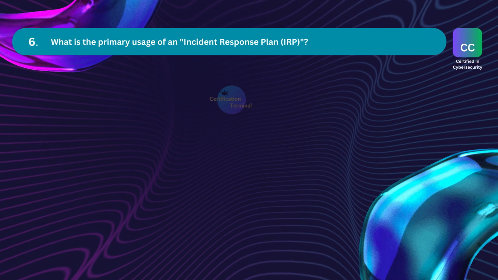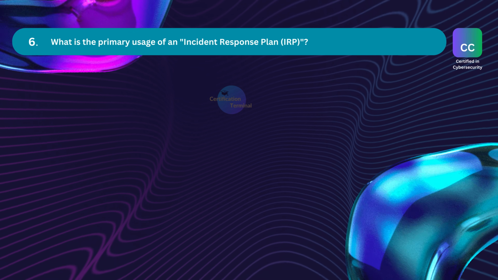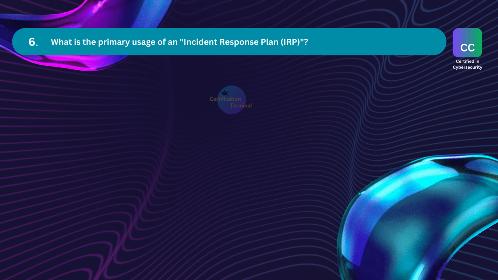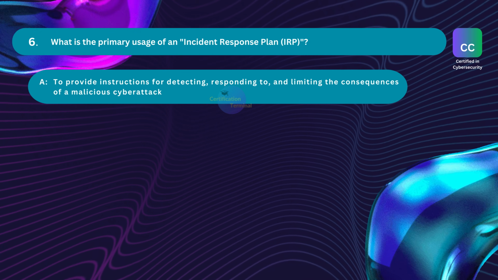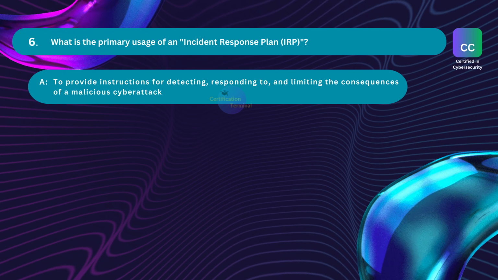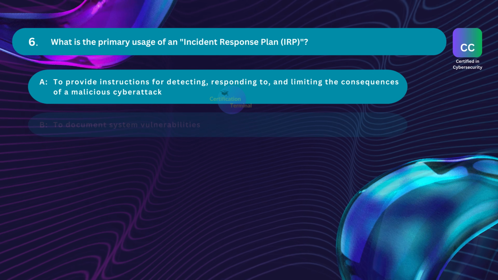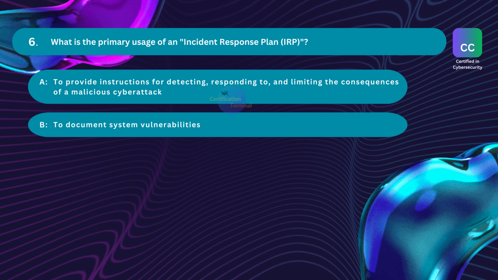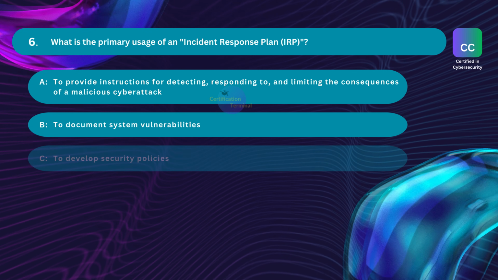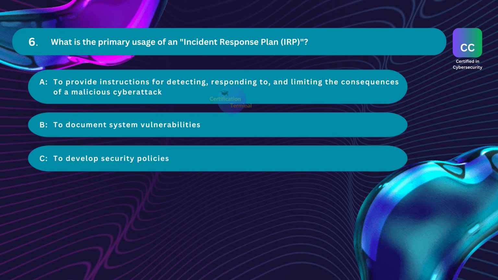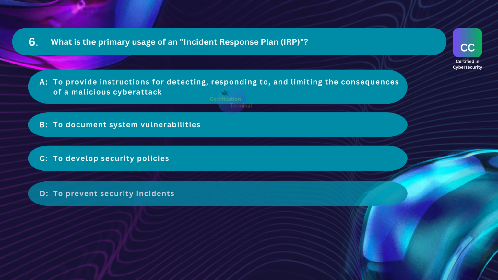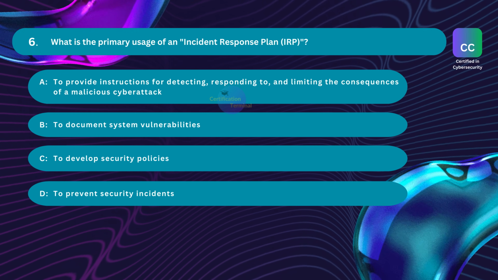Question number 6. What is the primary usage of an incident response plan? Option A, to provide instructions for detecting, responding to, and limiting the consequences of a malicious cyber attack. Option B, to document system vulnerabilities. Option C, to develop security policies. Option D, to prevent security incidents.